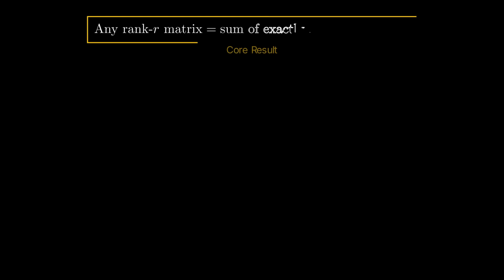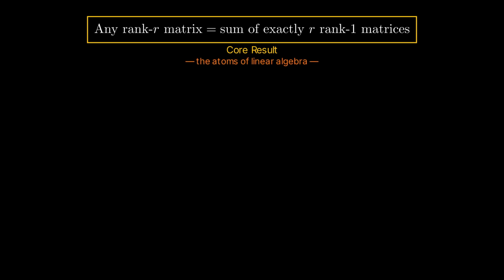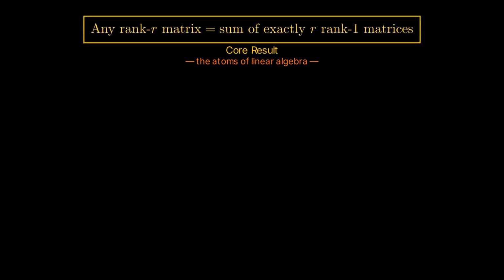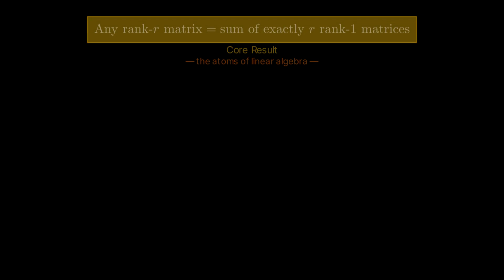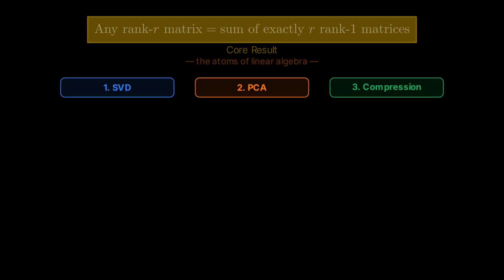Let's pull back to the big picture. Every matrix of rank R is the sum of exactly R rank 1 pieces, the atoms of linear algebra. This is worth highlighting as a core result. This decomposition drives powerful tools across applied mathematics. Let's look at three major applications.